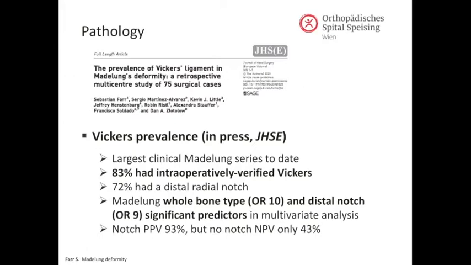Especially those Madelungs with a whole bone type, where the entire forearm was affected, and those with a distal radial notch were those which had a Vickers ligament present during surgery. So these are the predictors for a Vickers ligament. The positive predictive value has been shown to be 93%, but the negative predictive value only 43%. It's a very interesting paper, and it should come out next week actually.